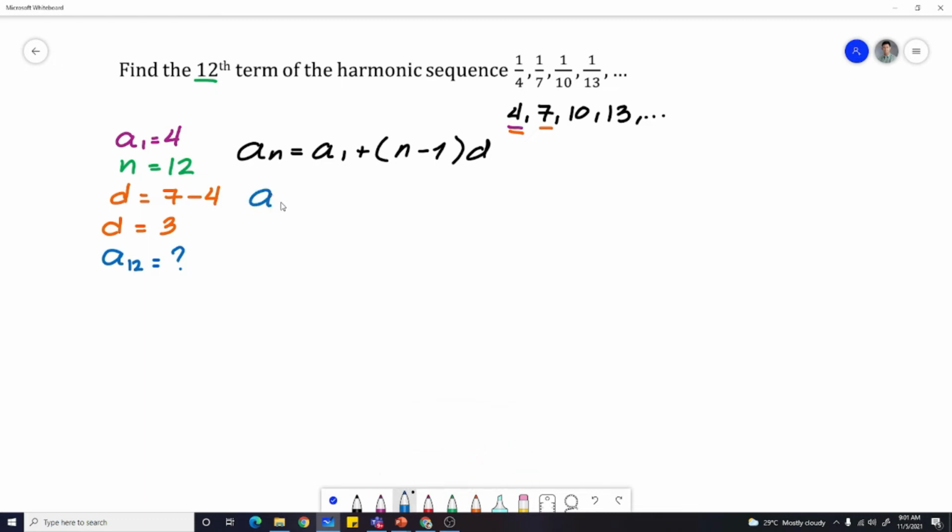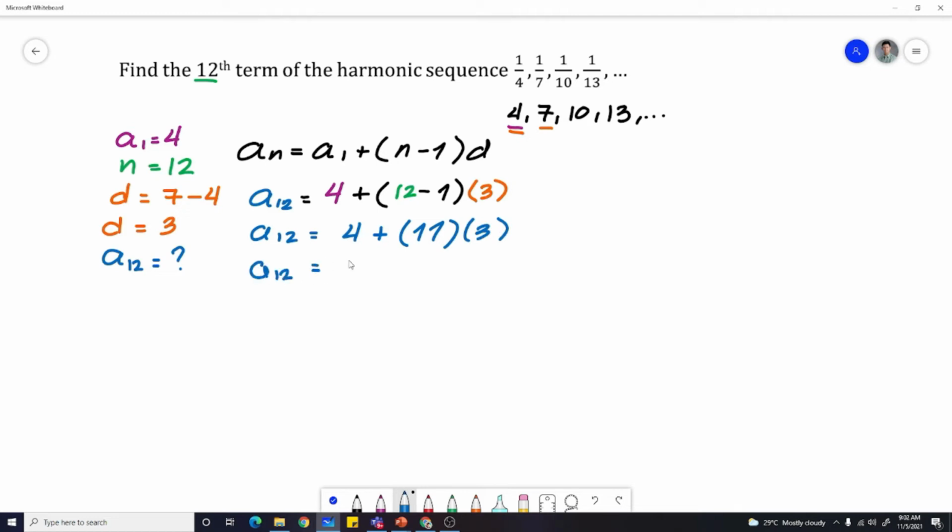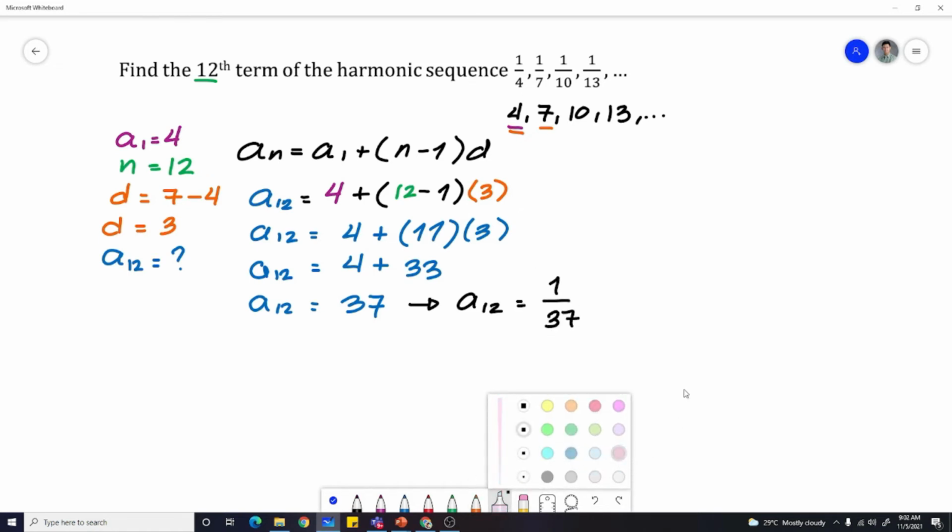Okay, next let's substitute the given to our formula. So we have a sub 12 is equal to 4 plus the quantity 12 minus 1 times 3. Let's simplify using the order of operation. A sub 12 is equal to 4 plus 11 times 3. Then let's multiply 11 and 3. So 4 plus 33 will give us a sub 12 is equal to 37. And to get the 12th term of our harmonic sequence, we need to get the reciprocal of 37, which is 1/37. And that will be our 12th term of our harmonic sequence.